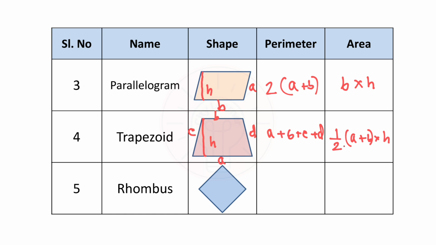Now I'm coming to the rhombus. A rhombus is similar to the square. It has four equal sides, so its perimeter is 4a, but its internal angles are not 90 degrees. So we have to draw the diagonals, D1 and D2. The area will be half into D1 into D2.